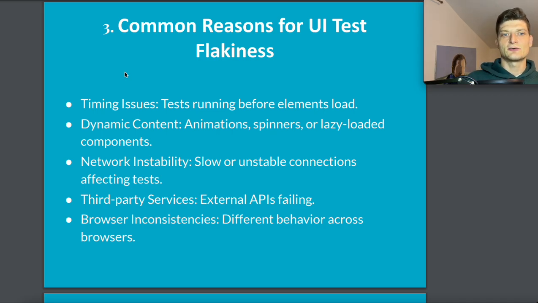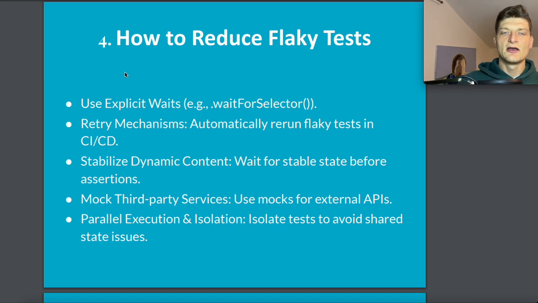And now let's talk about how to actually reduce this flakiness. One of the most important is the explicit wait. Try to wait for an exact element on the page. For example, Puppeteer and Playwright have a wait for selector method. And why not use it? It's just the most simple and obvious way.